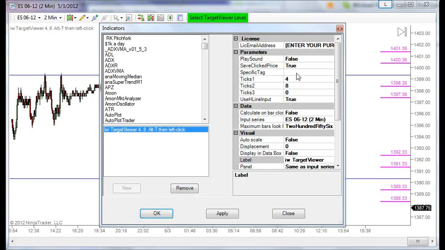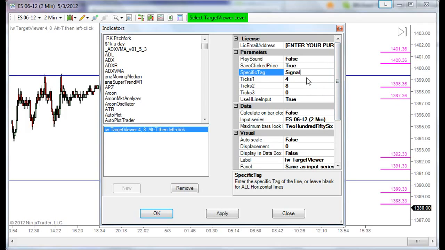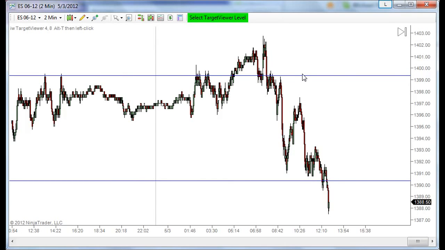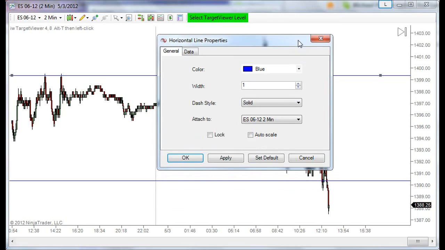However, if you want to reduce that, if you want to only use this topmost horizontal line as the input into the target viewer for levels, I'm just going to say something like this. Let's call it signal. It can be anything. It's a specific tag, a string of characters that now we can connect the horizontal line to the indicator by means of this specific tag. Let's connect this line to the indicator by means of that specific tag.